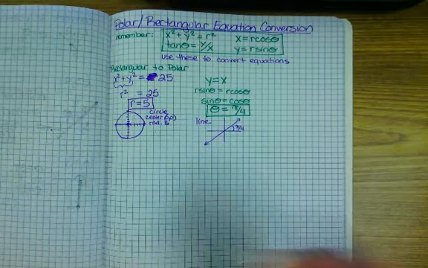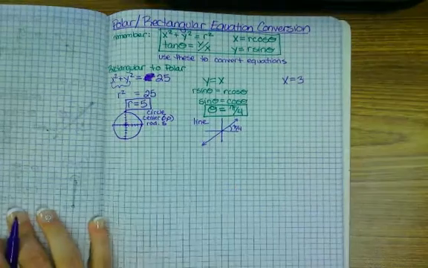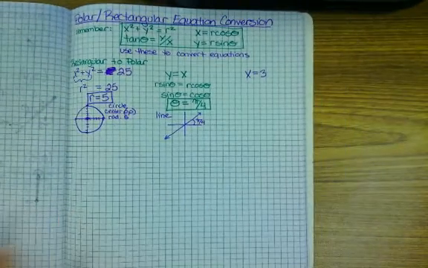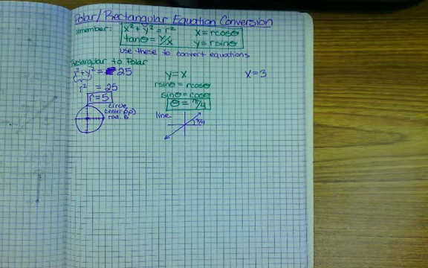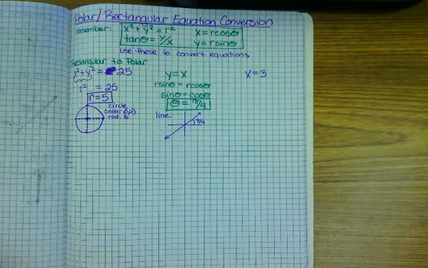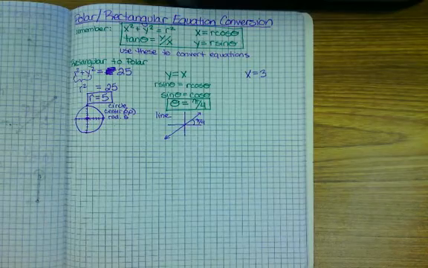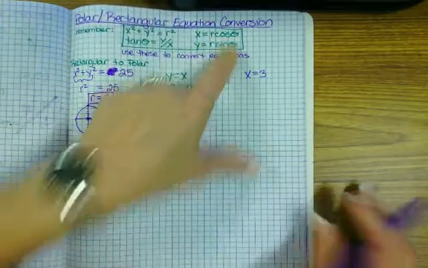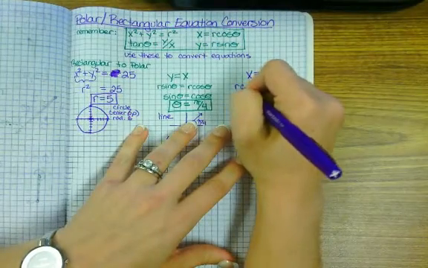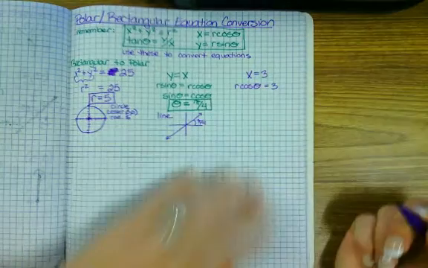Alright, let's do another one. X equals 3. When you graph that, what does it look like? X equals 3. It's a straight vertical line through 3. So how would we put that in polar form? Alright, x we know is r cosine theta. So now I just have to say r cosine theta equals 3.